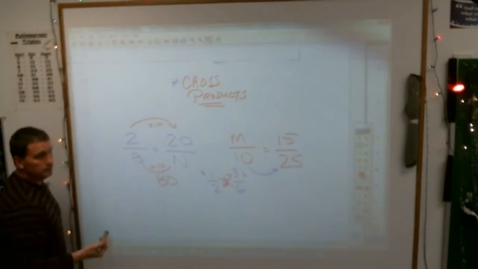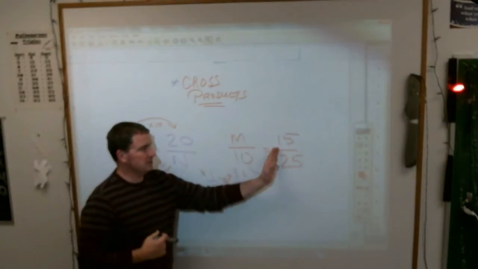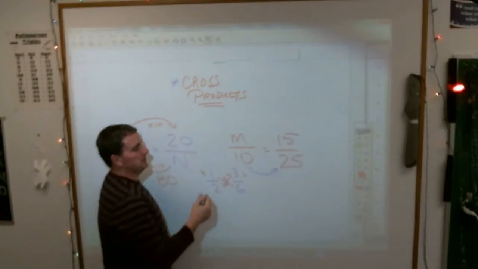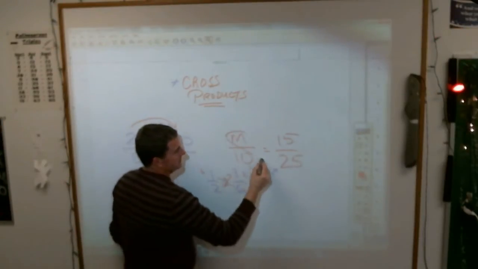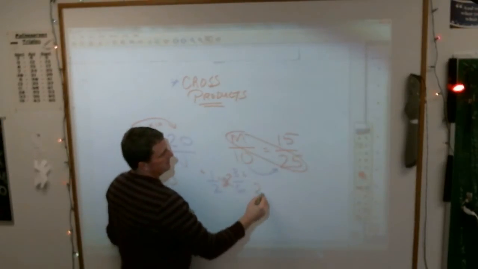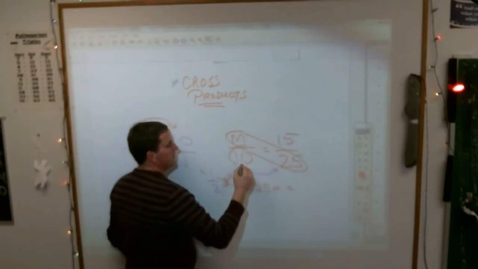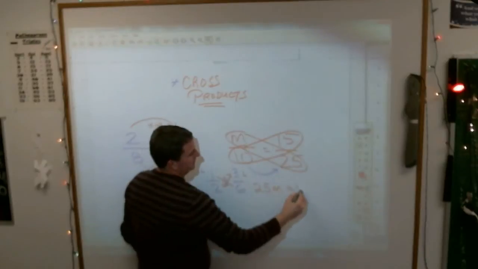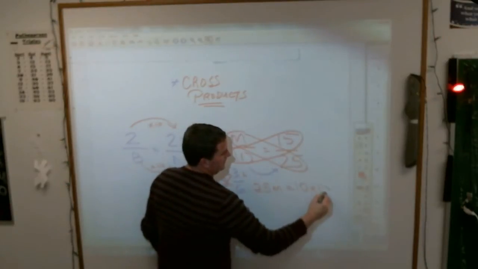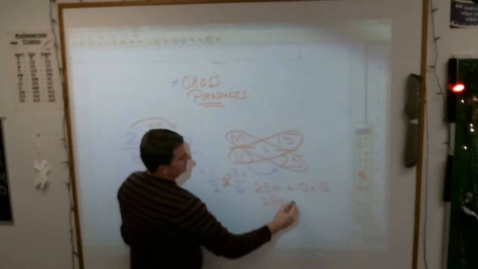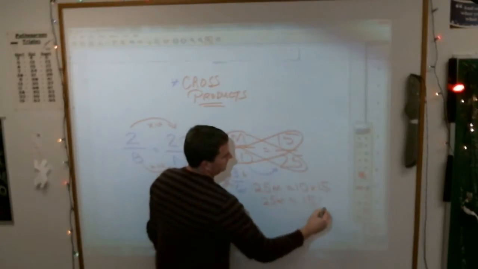Because that's true, you can use cross products and make an equation out of it, which means this. I usually take the m first. This times this, 25 times m has to equal this times this, 10 times 15. So 25m has to equal 150.